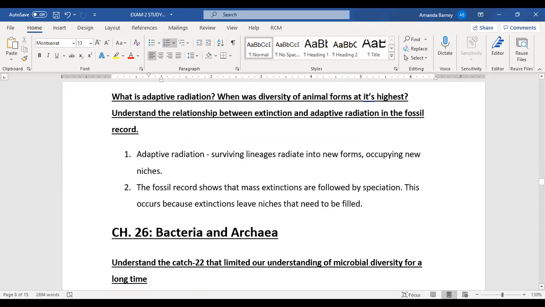Adaptive radiation is when surviving lineages radiate out into new forms and fill new niches. So there'll be a lot of species popping up too.